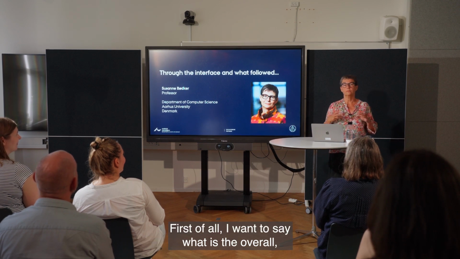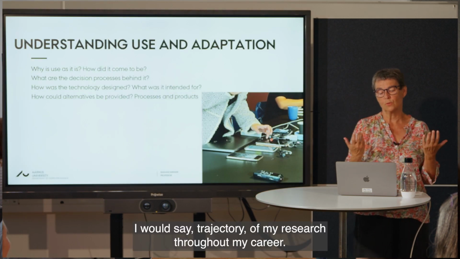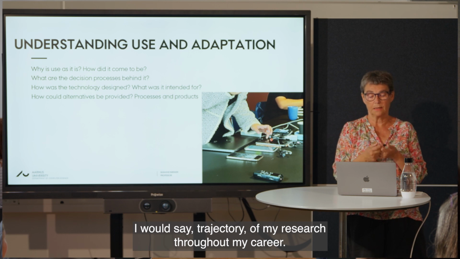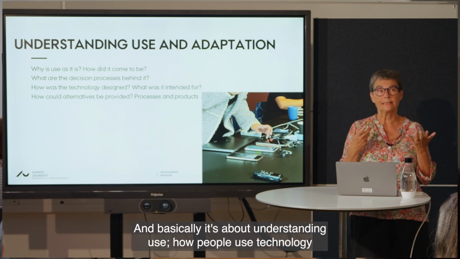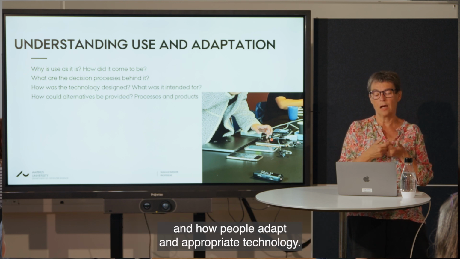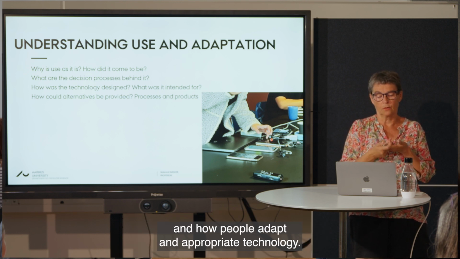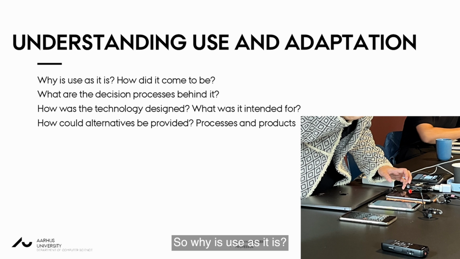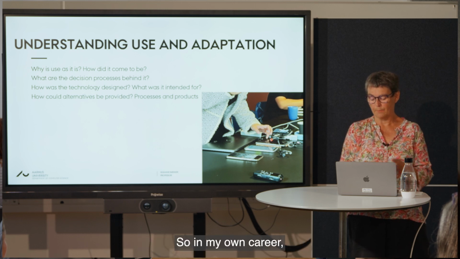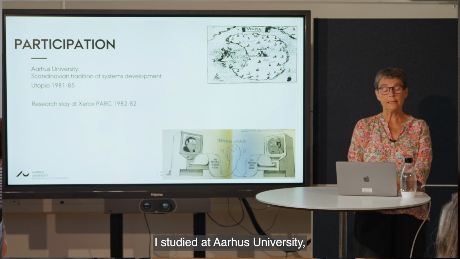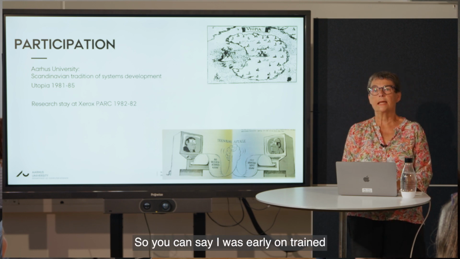First of all, I want to say what is the overall trajectory of my research throughout my career. Basically, it's about understanding how people use technology and how people adapt and appropriate technology. So why is use as it is? How can it come to be? What are the decision processes behind it? How was technology designed? What was it intended for? How could alternatives be provided? Processes and products, basically.